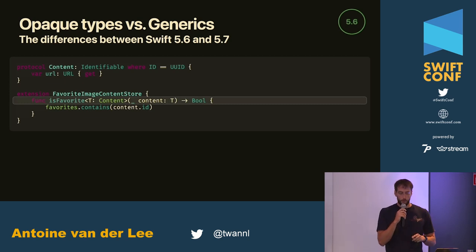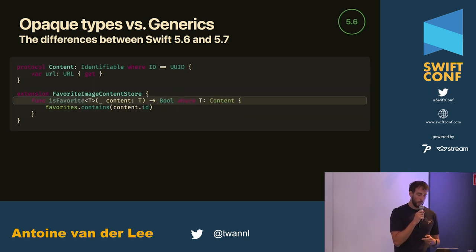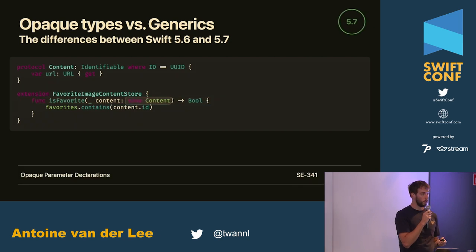Before we show the code where it just works, I want to show you how you can do this in Swift 5.6. Here we have the isFavorite method, and we create a constraint of type T that conforms to the protocol Content. The compiler is happy. We can do the same with the where clause. But if we go back and just use the content element, you can see that we still have that error. One way of solving it now in Swift 5.7 would be to use the opaque type some. So we basically say we want to have some type that conforms to the protocol Content.